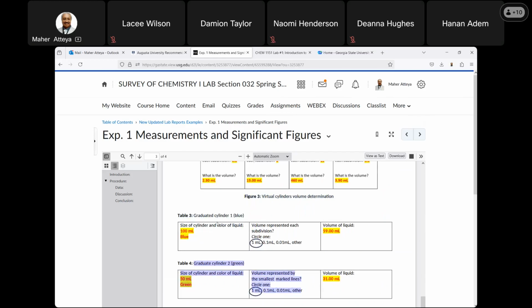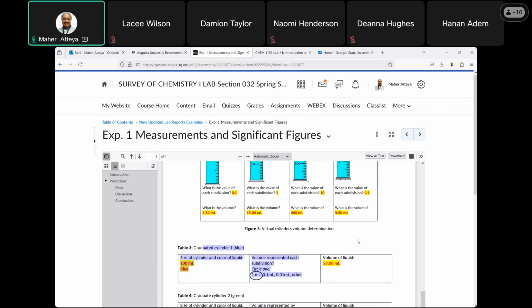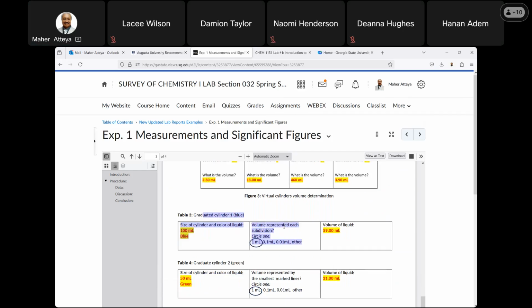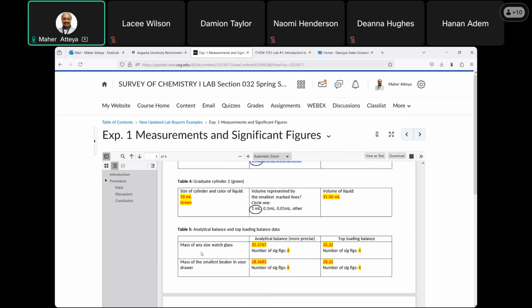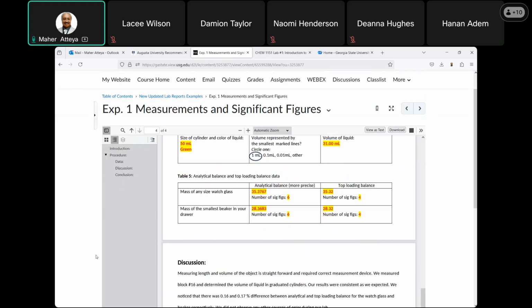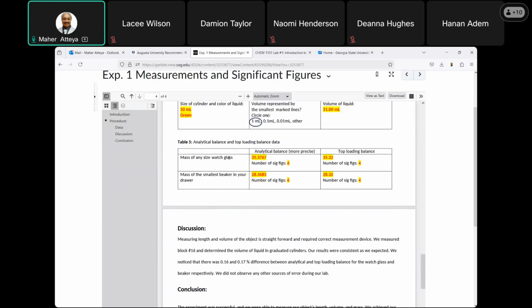This one is not, because we don't have it. They have a three graduated cylinder system. We will be using just this one here. The three graduated cylinders here, you can see we don't have them. I mean, it's in the lab, but we don't have the actual lab. So this one is not. But the mass, this one is yes.